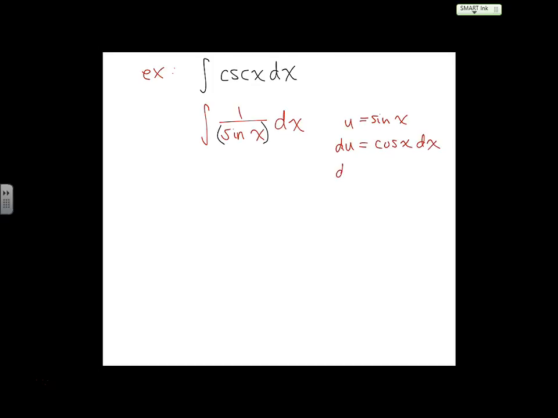So we could go ahead and solve for dx, which is du over cosine. But if we keep on trying to go this route, we're going to get 1 over u times du over cosine. Aw, stink, kiddos. Are we in some trouble?